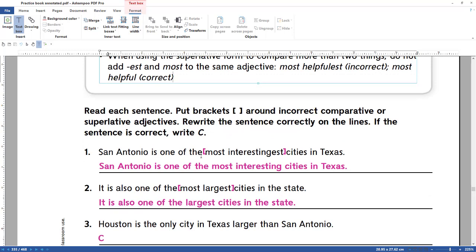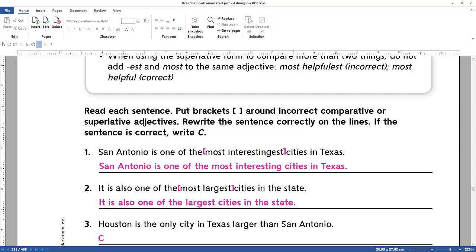San Antonio is one of the most interestingest sites in Texas. Here he made a very big mistake, guys. He added most, okay, as you can see, and also he added est to the same adjective, and this is incorrect. How to fix this problem? You will simply remove the est and keep it as the most interesting sites in Texas. Why he removed the est? Because interesting is a long adjective. It has more than two syllables. That's why it takes most before it as a superlative adjective.